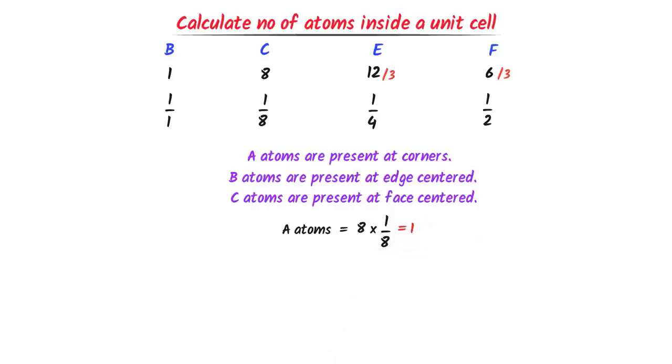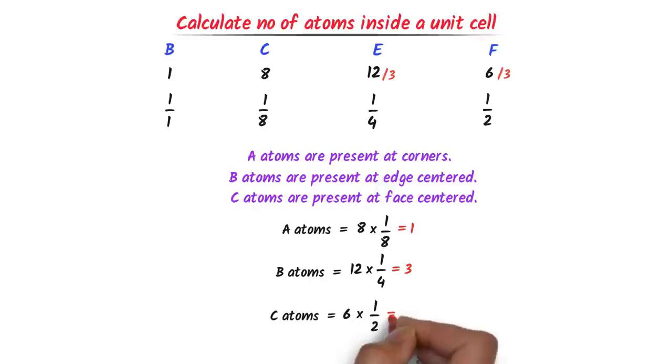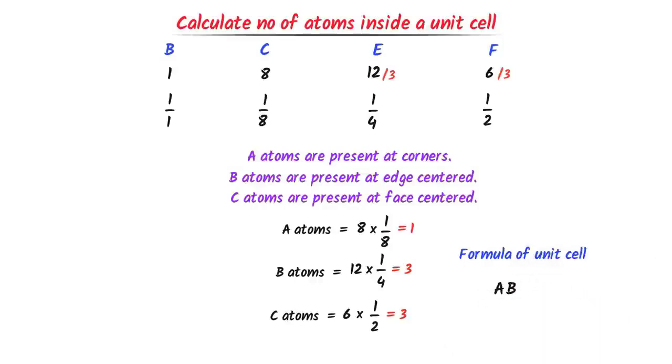I get 1 atom. Secondly, B atoms are present at edge centers, so number of B atoms is equal to, there are 12 edges in a cubic cell and the contribution of each atom at an edge is 1 by 4. I get 3 atoms. Thirdly, C atoms are present at face centers, so number of C atoms is equal to, there are 6 faces in a cubic cell and the contribution of each atom is 1 by 2. I get 3 atoms. Thus there is 1 atom of A, 3 atoms of B, and 3 atoms of C. The formula of this unit cell is AB3C3. Hence using this simple trick, we can easily calculate the formula of any unit cell.